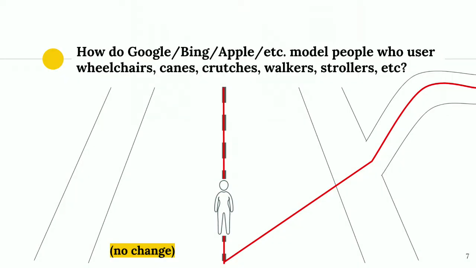And then how do they model other groups of pedestrians, people who use wheelchairs or canes or crutches, walkers, strollers, all kinds of different modes of mobility? Well, there's not really any change there. Everybody is modeled the exact same way.